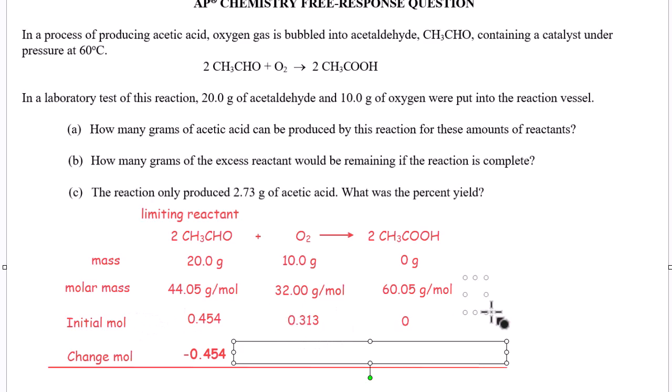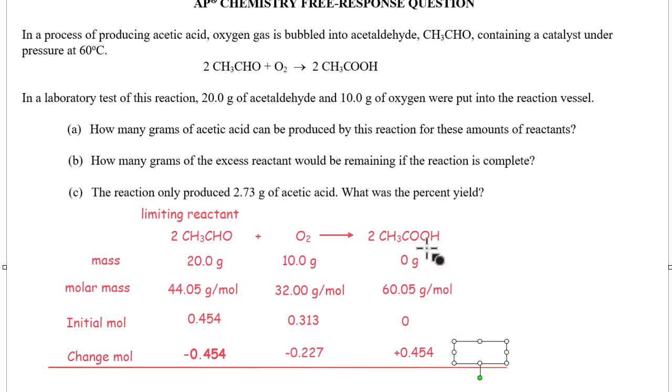You didn't even have to know any of these other things here. You would just say, okay, 2 to 1. Therefore, this 0.454 divided by 2, 0.227, is going to be our amount of oxygen that's used. Notice I had a negative. And you could have very quickly gone here and said, oh, there's a 2 there, there's a 2 here, the same identical value. We're going to get 0.454 moles of our acetic acid. Change mole. I found 1.